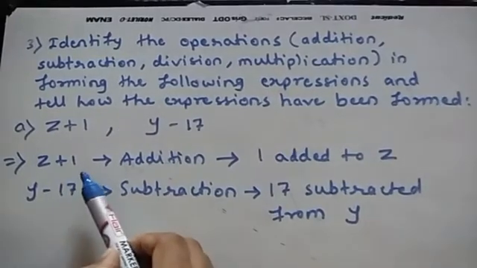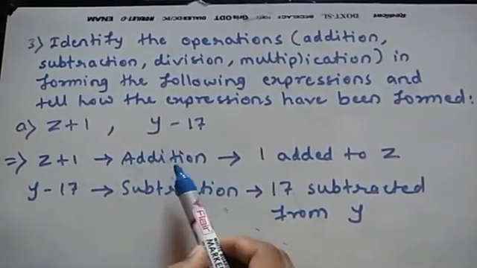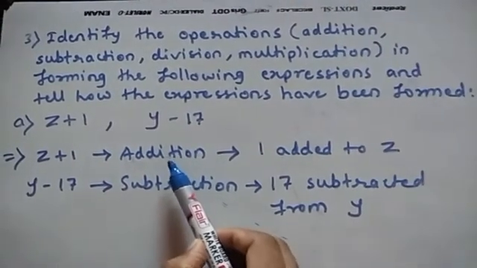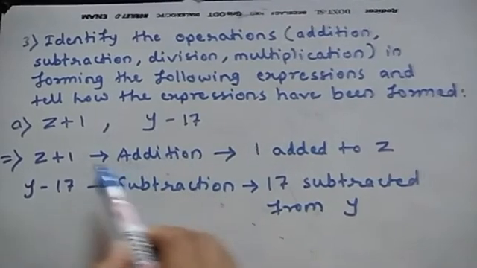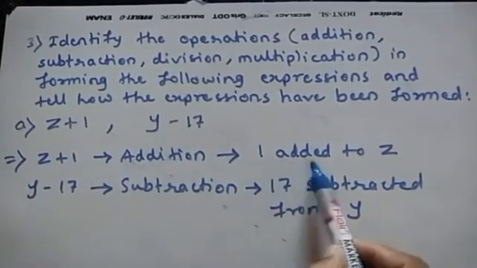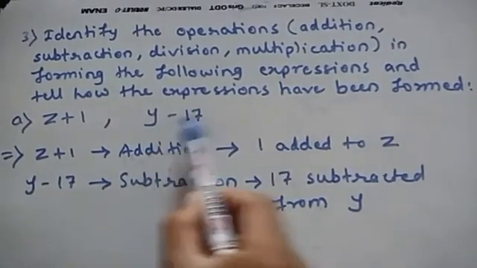z plus 1 we are going to take first. Now here we can see z plus 1. Here addition is used. Which operation? Addition. Now how has this expression been formed? Here we can see that 1 is added to z. In the same way, the second expression also we can see, y minus 17.